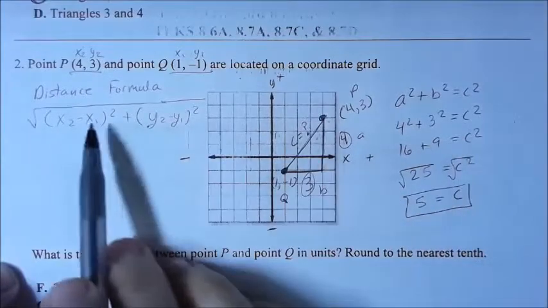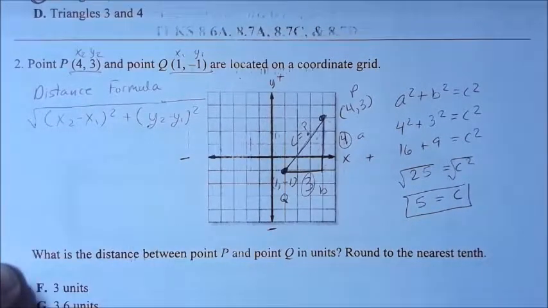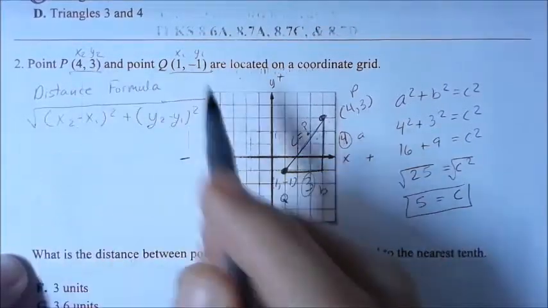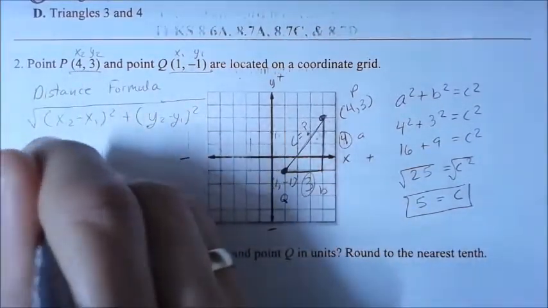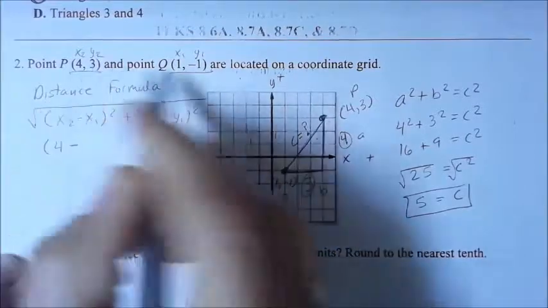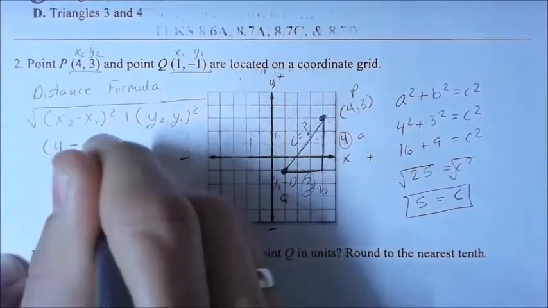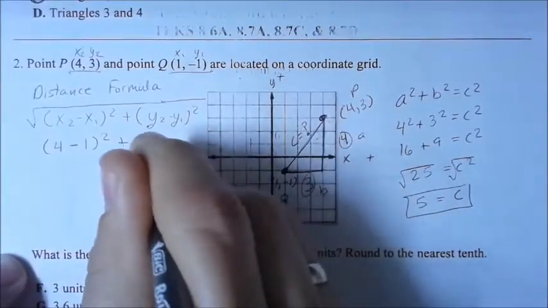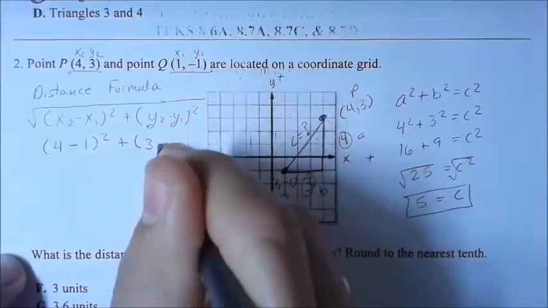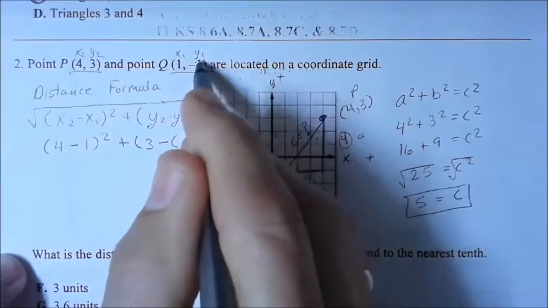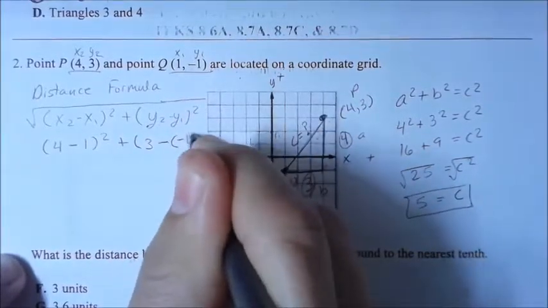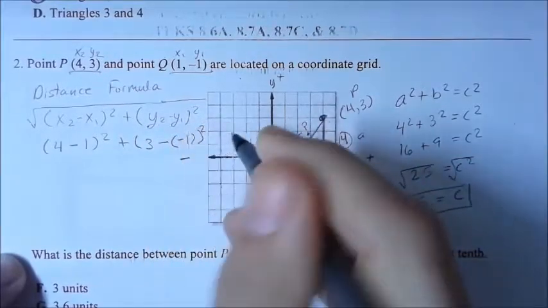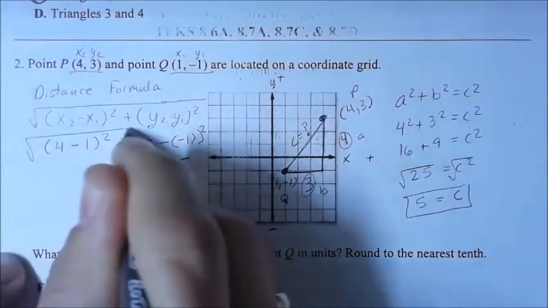So the second way you could have done it is we could have looked right here at the distance formula, and let's plug these numbers in. So I got my x2, which is 4. So I got 4 minus my x1, which is 1, squared, plus my y2, which is 3. And then that's going to be minus, and then my y1 is negative 1. Notice I put an extra parenthesis for that negative 1. That just keeps me from making a mistake. I like doing it that way.